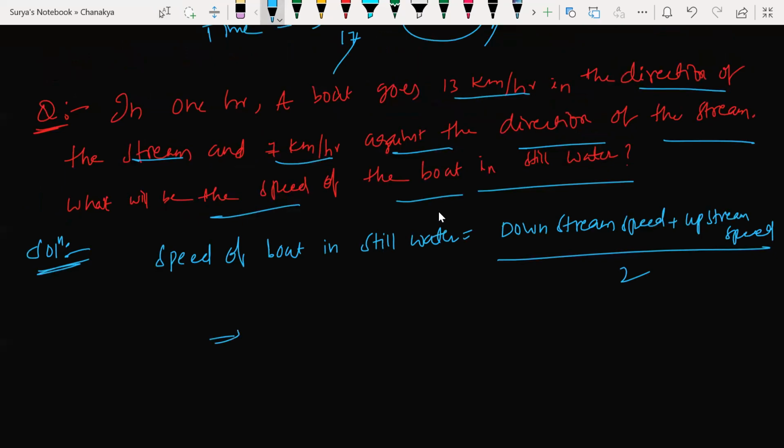This is the formula. Look, what has he given here? Downstream speed, how much is given? 13. Plus 7, divided by 2. 20 by 2, which is 10 kilometers per hour. Am I correct? How simple it is, directly.